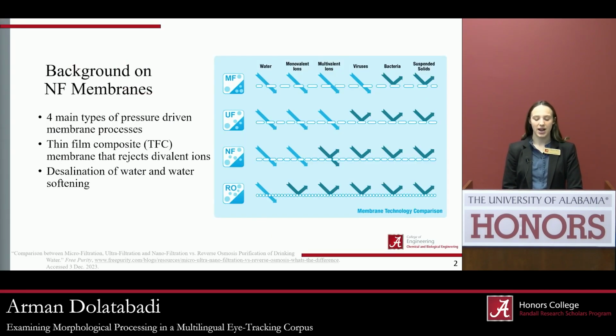First, I'd like to give a little background on nanofiltration membranes. There are four main types of pressure-driven membrane processes: microfiltration, ultrafiltration, nanofiltration, and reverse osmosis. Nanofiltration membranes are what are known as thin film composite membranes, which means that they filter out divalent ions, bacteria, viruses, and suspended particles. Nanofiltration membranes require a lower operating pressure than reverse osmosis membranes, making them a less expensive option for the partial desalination of water or water softening.